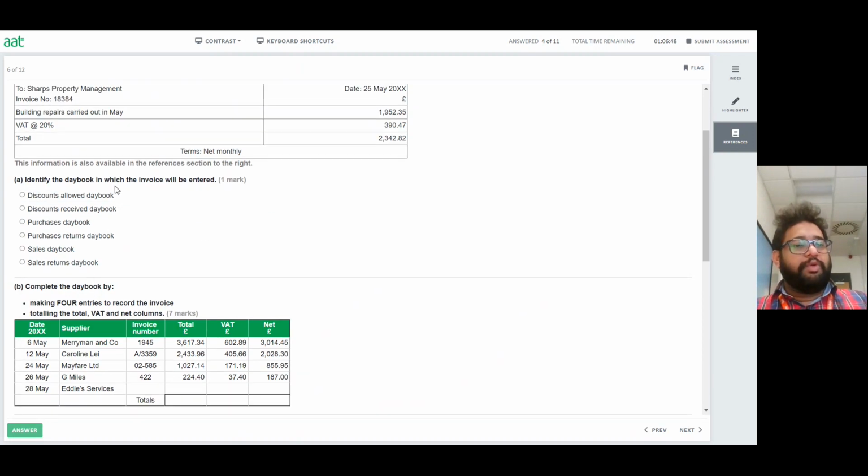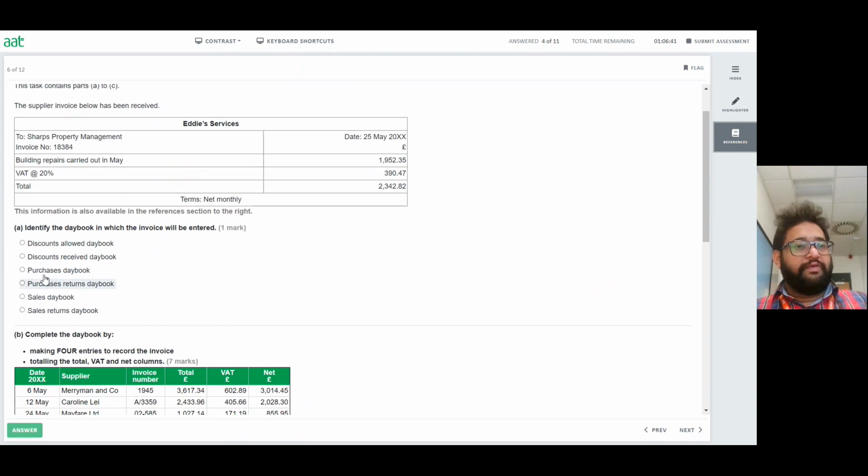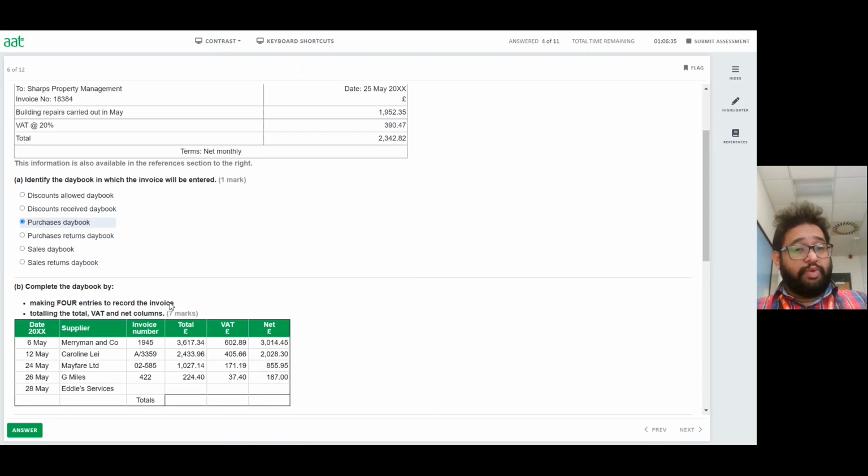Here, identify the book in which the invoice will be entered. So here, this is a sales invoice for them, therefore a purchases invoice from the supplier. So here it goes in the purchases daybook. So now they want you to make 4 entries to record the invoice and total the VAT and net columns. And then we have to do one after that.